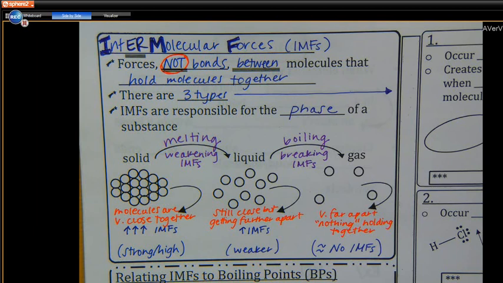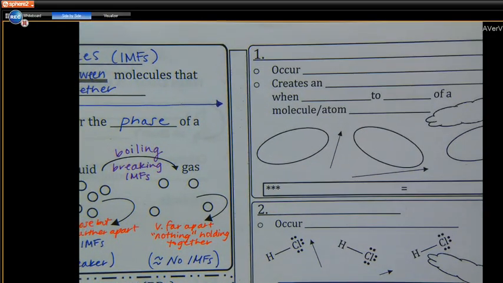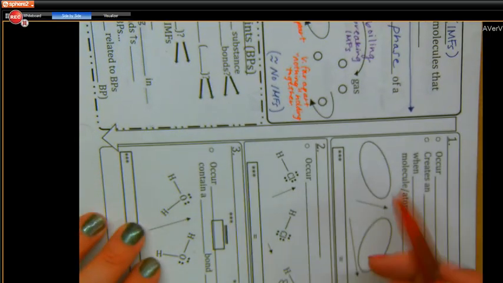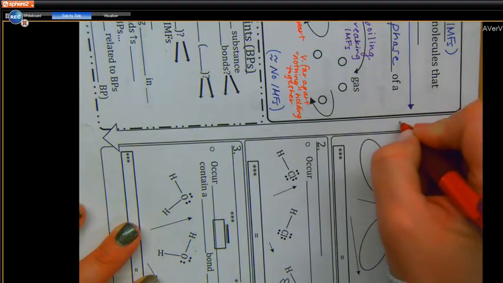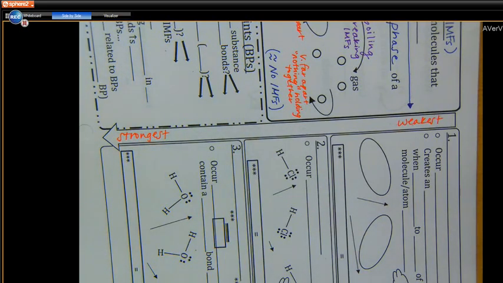Or LDFs. If you're looking at other videos or other online resources, you might see these referred to as van der Waals forces. Anything, just name. London dispersion forces are the weakest, but they are also the most predominant. They occur between all molecules and atoms. Okay? Everything experiences London dispersion forces. So they occur between all molecules or atoms.